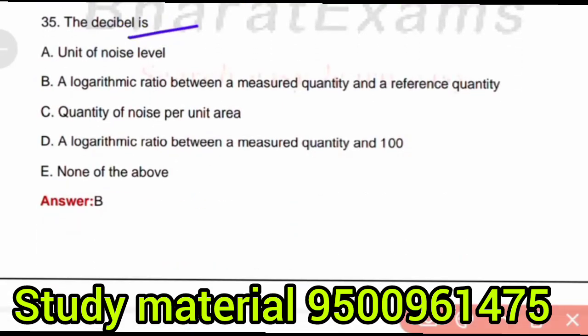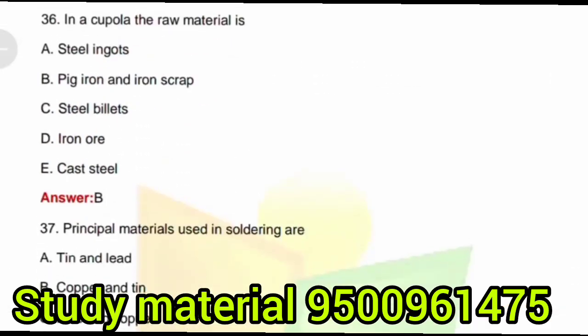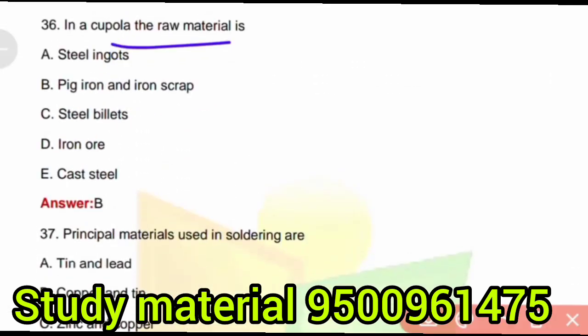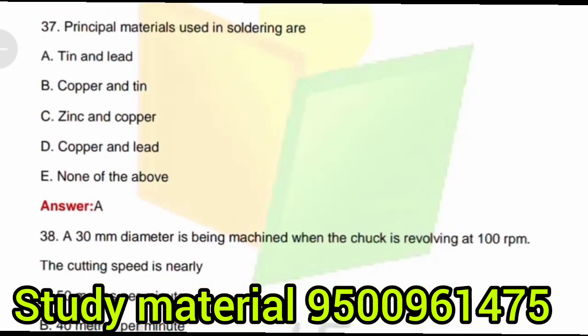The decibel is the logarithmic ratio between the measured quantity and a reference quantity. In a cupola, the raw material is pig iron and iron scrap. Principal materials used in soldering are tin and lead.